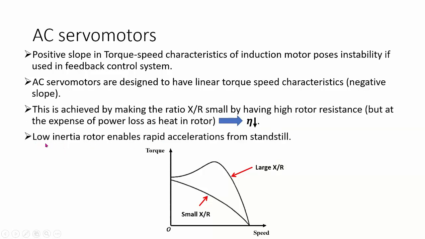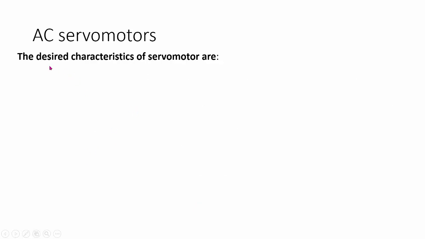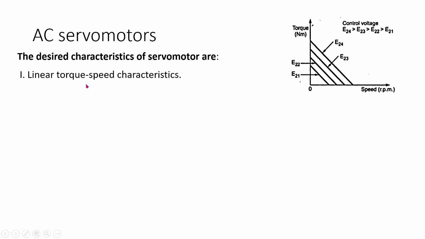But you have a low inertia rotor that enables rapid acceleration from standstill. Having a rotor with a smaller diameter, and thus lower inertia, allows you to control it very quickly. It means that from standstill it can achieve high speeds within no time. So the desired characteristic is a linear torque-speed characteristic. Ideally, it should look something like this: the torque-speed curve should be a straight line with negative slope.